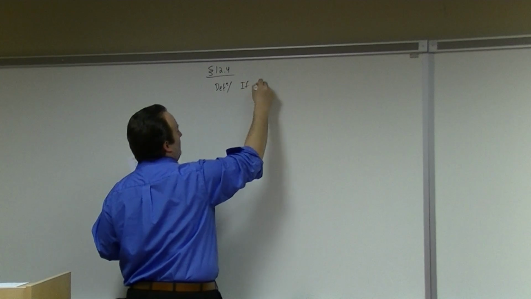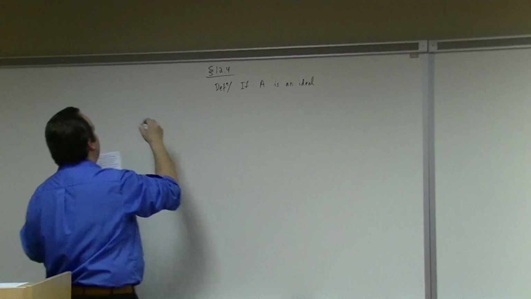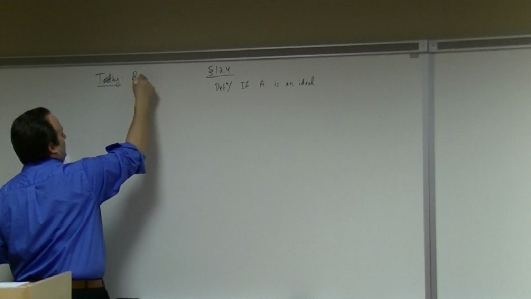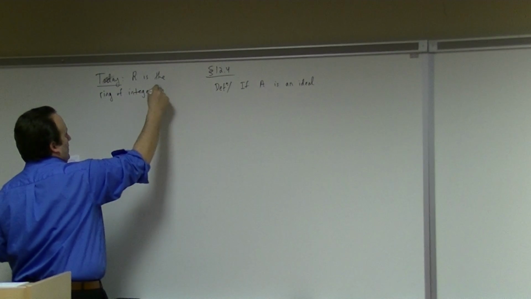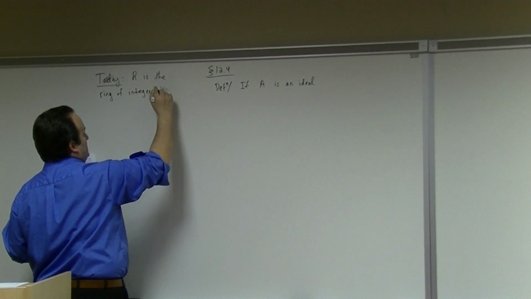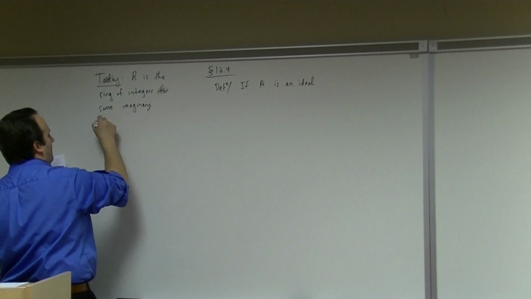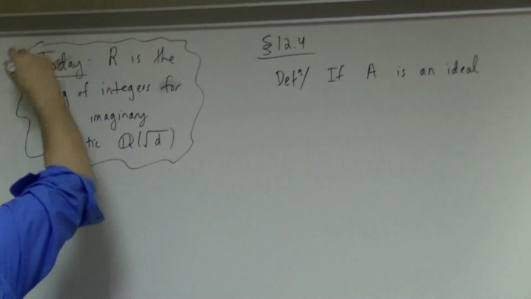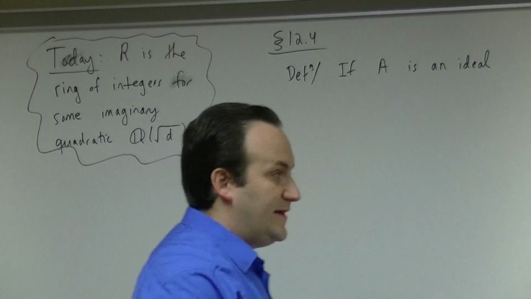If A is an ideal, okay, and let us just state for today, R is the ring of integers in some imaginary quadratic field. So basically, you take the rational numbers and you adjoin the square root of d, where d is less than 0, say the square root of -3. That's our context. Okay, so when I talk about an ideal, I'm really talking about an ideal that is appearing in the ring of integers over an imaginary quadratic field.